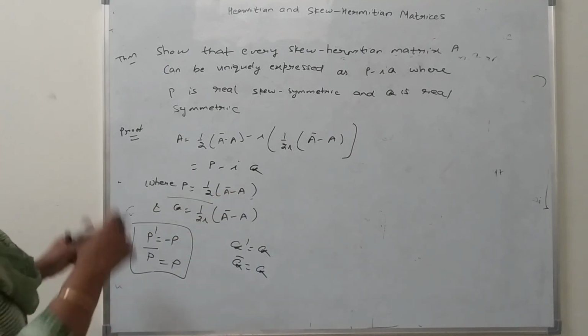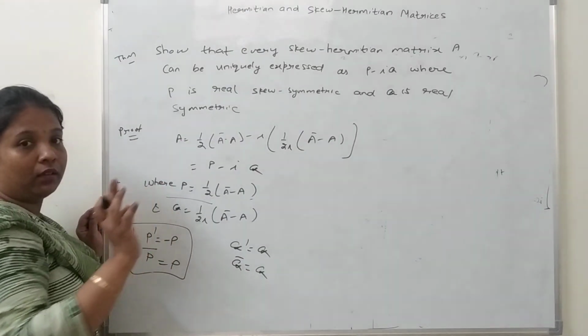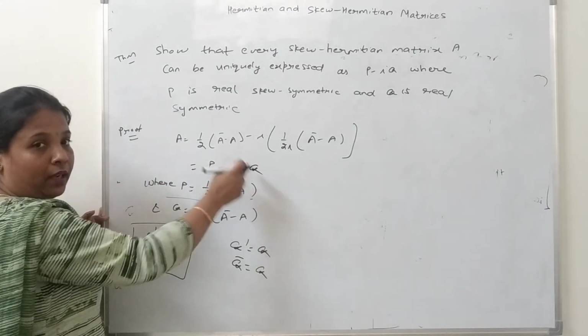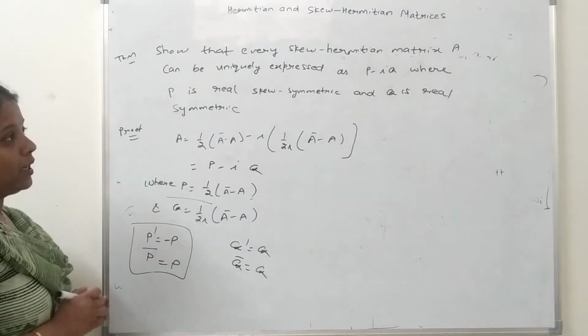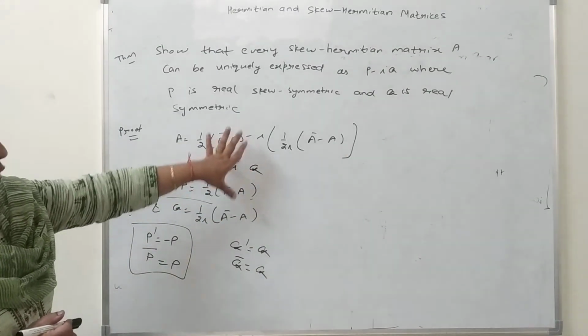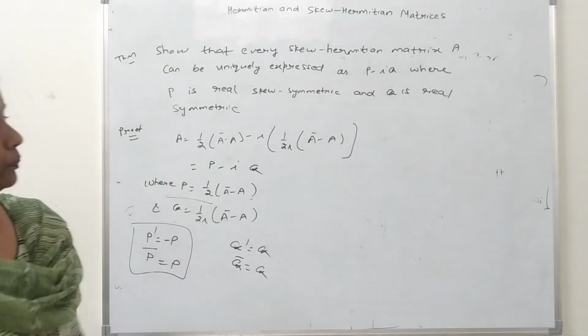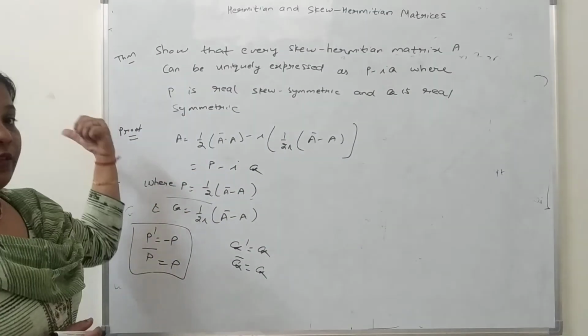And similarly, you have to prove uniqueness here. You can take R minus iota S, and after that you will prove P equals R and Q equals S. This is the same. I have given you a hint that you can prove it in this way. This was the same proof as we have done in our previous theorem.